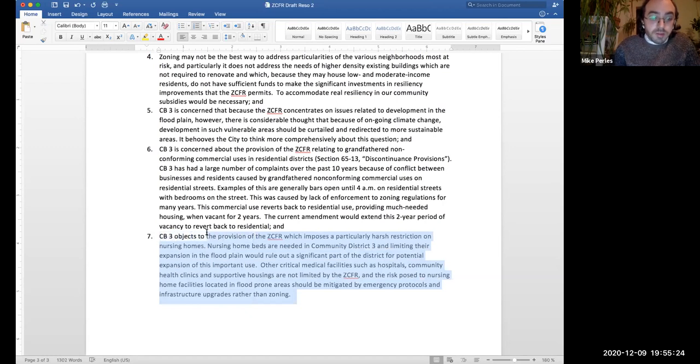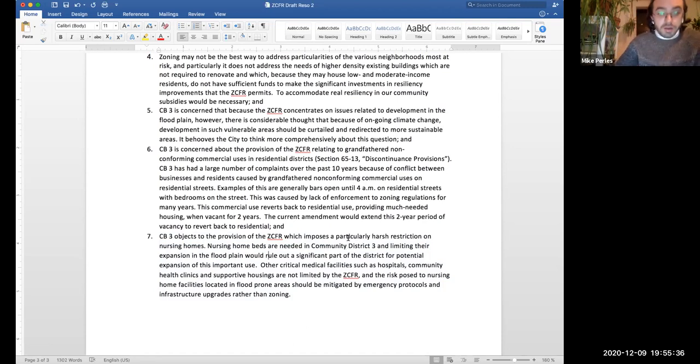CB3 objects to the, number 7, CB3 objects to the provision of the ZCFR, which imposes a particularly harsh restriction on nursing homes. Nursing home beds are needed in Community District 3, and limiting their expansion on the floodplain would rule out a significant part of the district for potential expansion of this important use. Other critical medical facilities such as hospitals, community health clinics, and supportive housing are not limited by the ZCFR, and the risk imposed to nursing home facilities located in flood-prone areas should be mitigated by emergency protocols and infrastructure upgrades rather than zoning. Thank you, Michael.